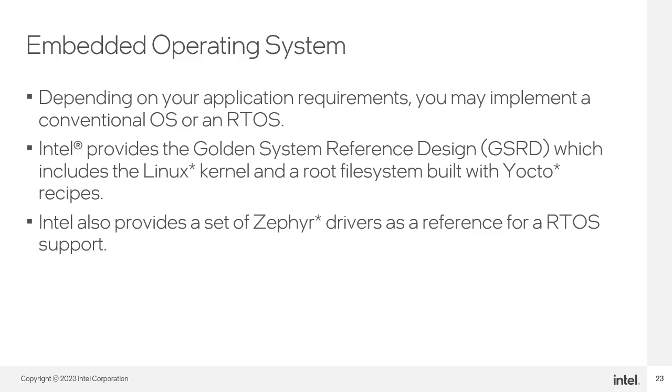Depending on your application requirements, you may implement a conventional embedded OS or an RTOS. Intel provides the Golden System Reference Design, GSRD, which includes the Linux kernel and a root file system built with Yocto recipes, or you can also build the binaries for Linux separately. The Golden Hardware Reference Design, GHRD, is the hardware project and starting point to begin your designs using Intel Quartus Prime software. Intel also provides a set of Zephyr drivers as a reference for RTOS support.